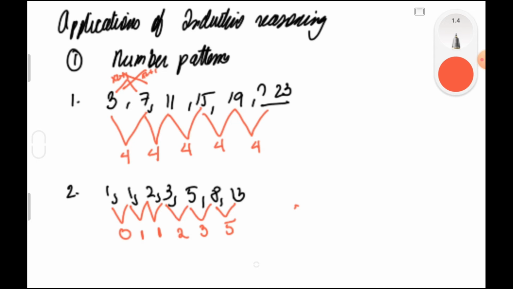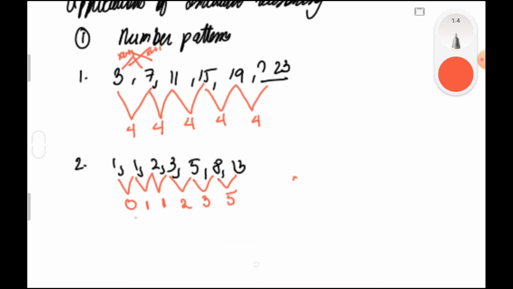So, pag mag-add ako ng 1 dito, therefore, mag-produce ako ng 1. Pag mag-add ako ng 0 dito, mag-produce ako ng 1. Then, pag mag-add ako ng 1 dito, mag-produce ako ng 2. Pag mag-add ako ng 1 dito, mag-produce ako ng 3. Then, mag-add ako ng 2 dito, mag-produce ako ng 5.